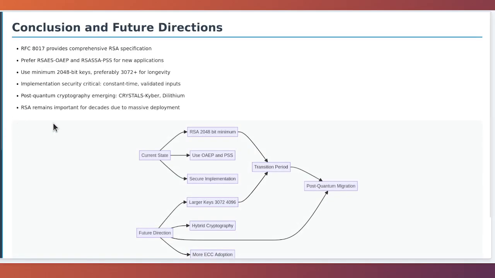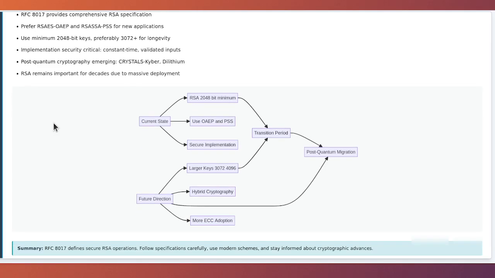Conclusion and future directions. We've covered RFC 8017 comprehensively, from the basic RSA primitives through the modern OAEP and PSS schemes to implementation best practices and real-world applications. RFC 8017 represents decades of cryptographic research and refinement of the RSA system into a well-specified, secure standard. The key takeaways are to prefer RSAES-OAEP for encryption over RSAES-PKCS 1 version 1.5 whenever possible. This is because OAEP provides stronger security guarantees.